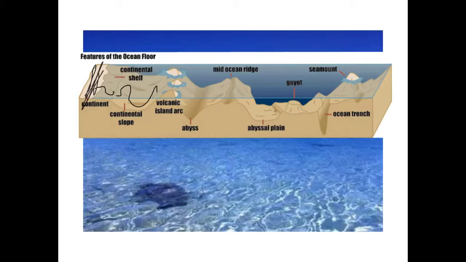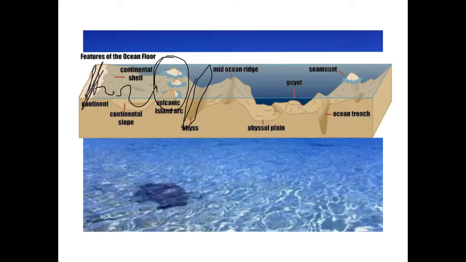Then you've got these volcanic islands. This is very similar to Hawaii. A lot of islands start out as volcanoes, and that hot spot slowly moves as the land moves and turns into more and more islands. You have an abyss, which is a very deep part of the ocean.